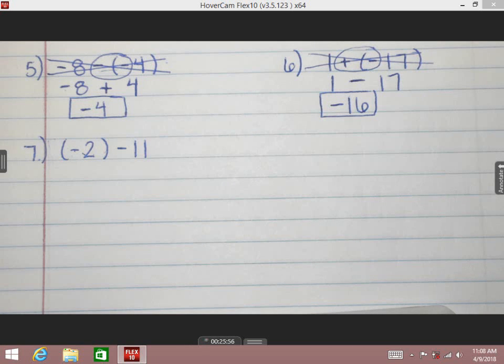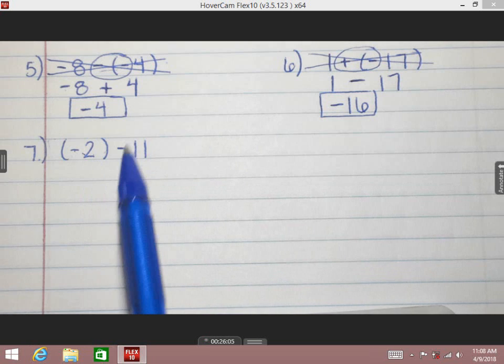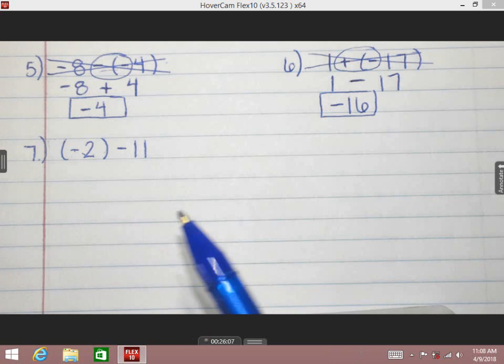Are the parentheses doing anything special? Do we need to put it down? No. If you want to, you can. All right, so these parentheses aren't doing anything. So is there a double sign? Nope. So we're ready to just work the problem.